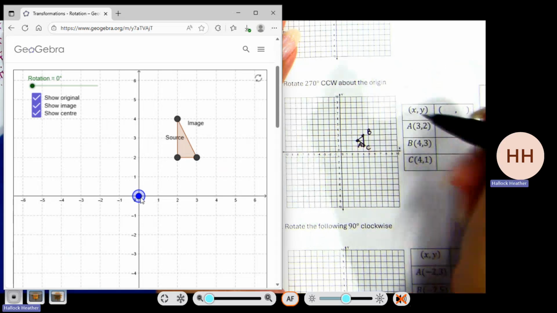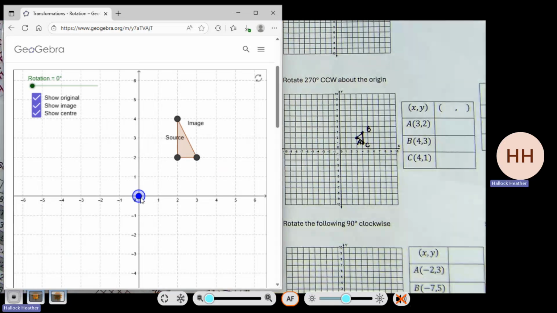Oh, this one's really small. It's just a bitsy one. 4, 1, 2, 4, 3. Okay.